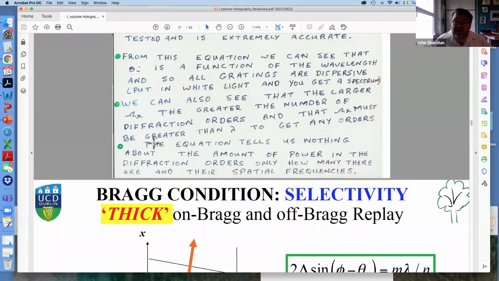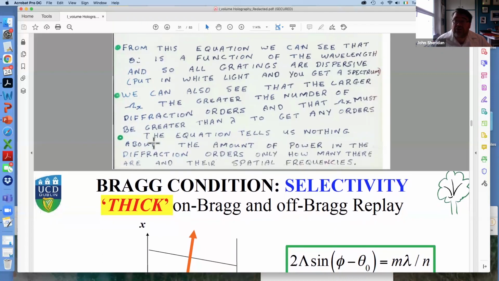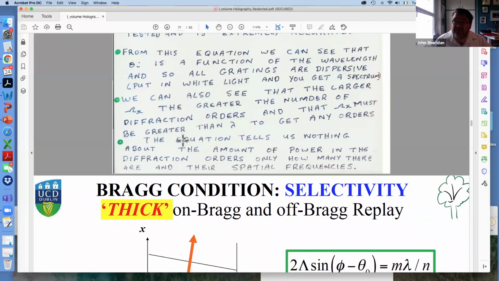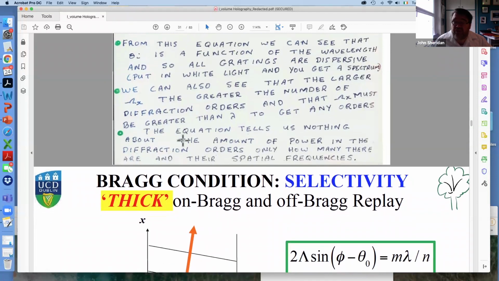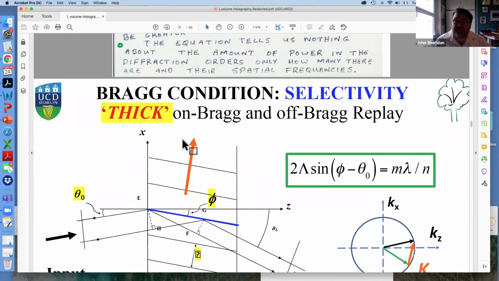The grating equation, and this is important, tells us nothing about the amount of power in the diffraction orders. It only tells us their spatial frequencies. It also doesn't tell us if one is going to have more power than another. It doesn't give any preferential information whatsoever. It doesn't indicate anything to do with selectivity.